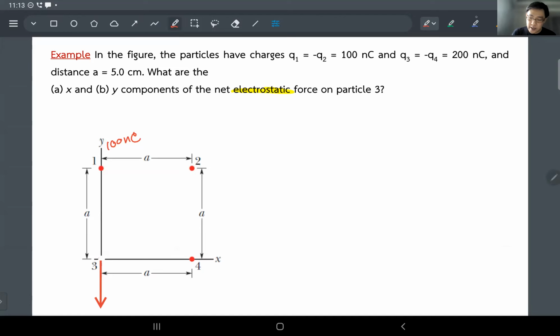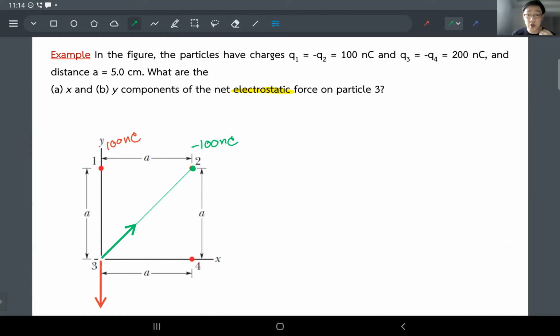Now let me use the green color here. Charge number 2 over here is negative 100 nanocoulomb. That means the electric field will point towards it at the location of charge number 3. Let me draw a line of sight here. That's a radial direction having charge number 2 at its center. So the electric field due to charge number 2 at location number 3 points towards it. Does that make sense? A negatively charged particle generates a field pointing towards it.